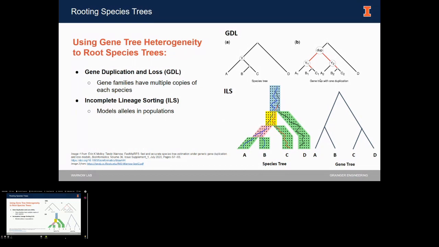Another source of gene tree heterogeneity would be incomplete lineage sorting. This is a fairly complicated process, but it results in gene trees which have a different topology than the species tree. As we can see here, we have a species tree in these blocks, where D is separated from A, B, and C, and then a gene tree where C and D and A and B are separate. However, in this case, we do not end up with multiple copies of the same species in the gene tree.